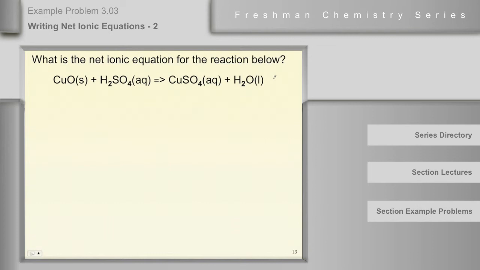Separate the ions out so that they're individually charged ions in solution. For any ionic compound that dissolves in a solution, it ionizes. It's an electrolyte, right? Now, copper oxide here is solid. We don't do anything to that because it's not dispersed in solution. So it stays there, CuO, solid.